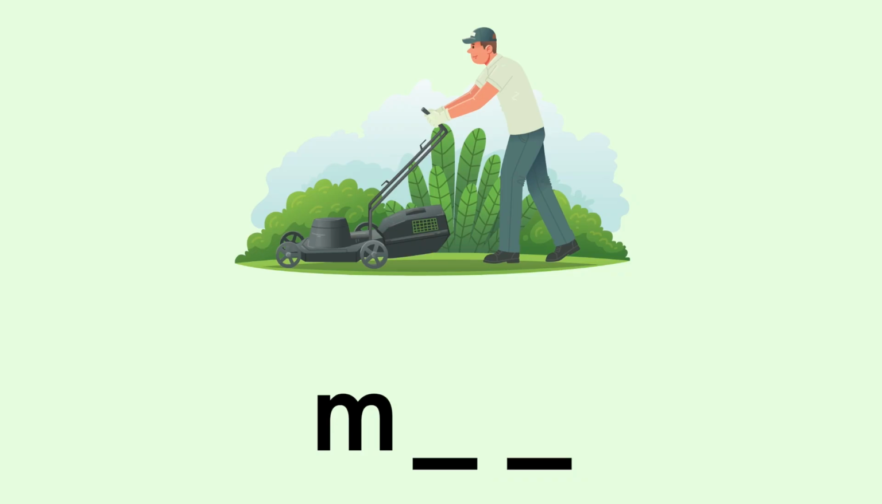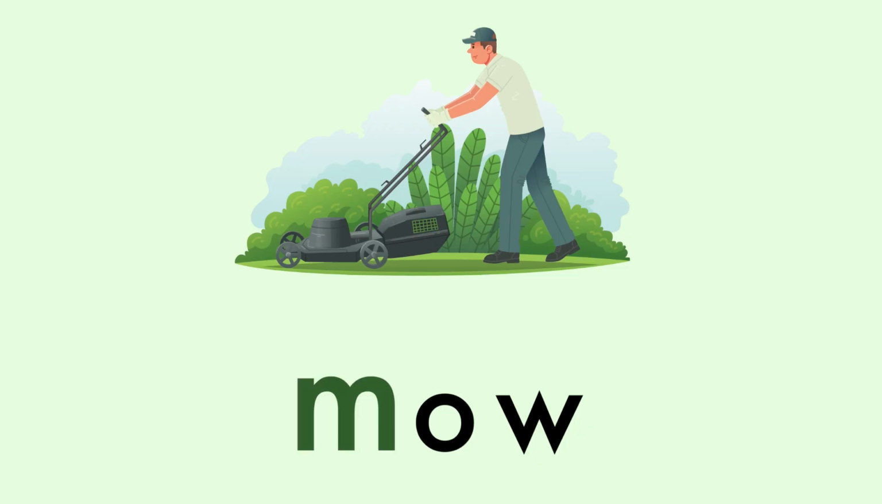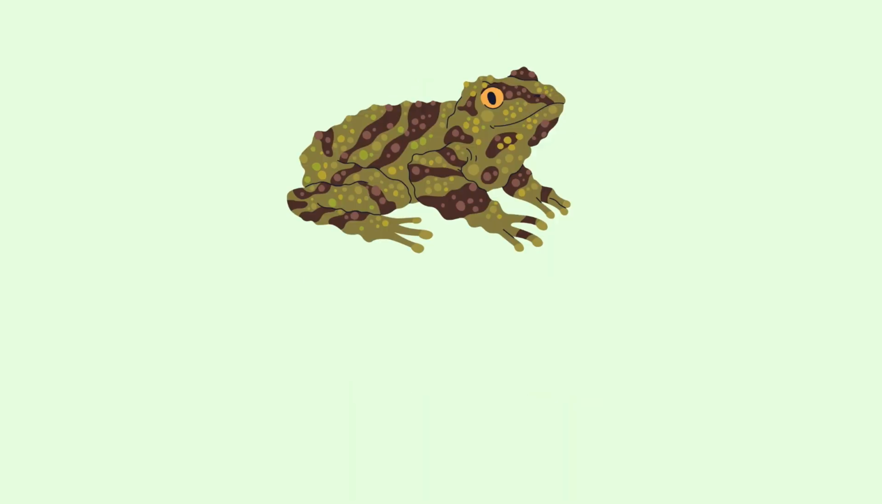The next word is mow. M-O. We have the letters for the M already. The last sound is O. I know we use the O-W pattern at the end of a word. Let's try that and see if it looks right. This looks right to me. M-O. Mow.